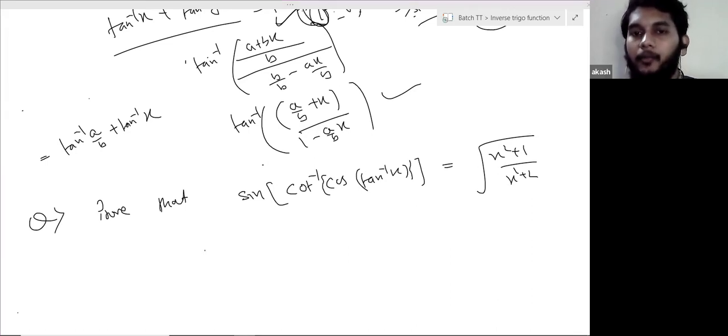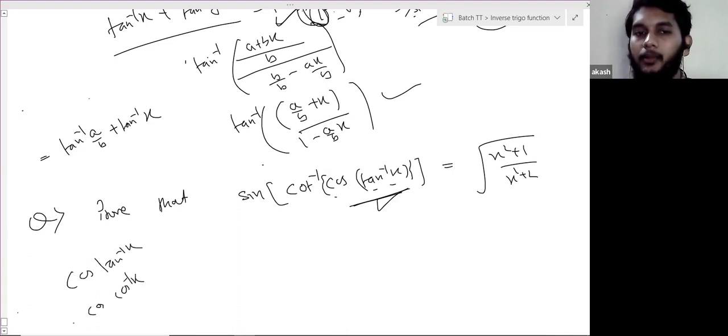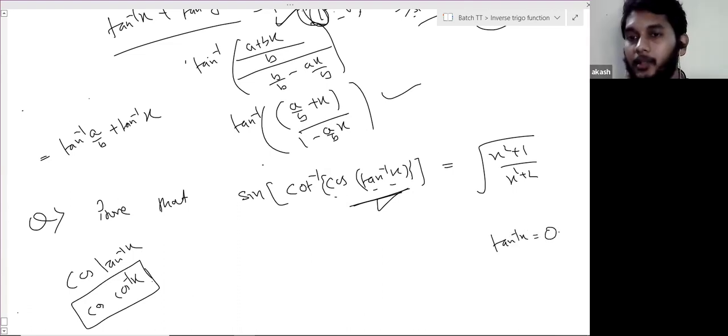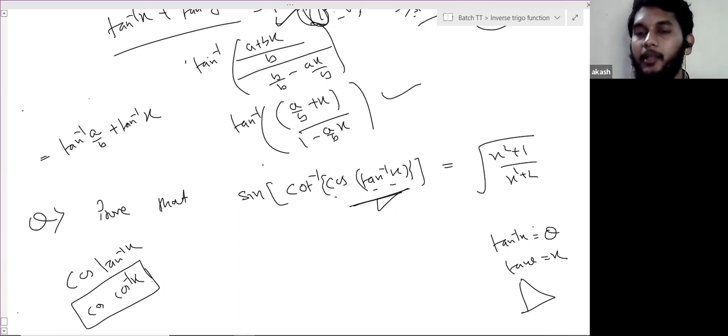Why? In questions like this, we always start from the inside. Cos of tan inverse x, we don't like. We can convert this cos of tan inverse x into cos of cos inverse of something. Yes or no? How? By taking tan inverse x equal to theta. So tan theta is x, making a triangle and finding the value of cos theta. Right, Aman? Remember this method?